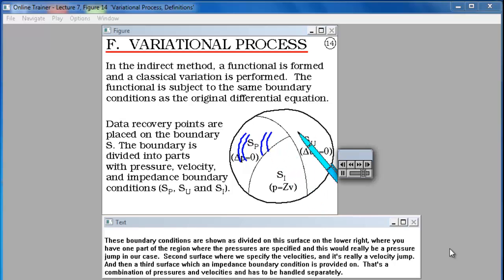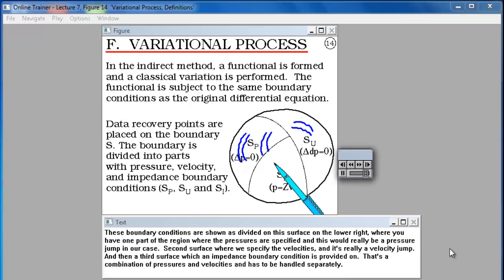A second surface where we specify the velocities, and it's really a velocity jump. And then a third surface on which an impedance boundary condition is provided. That's a combination of pressures and velocities and has to be handled separately.